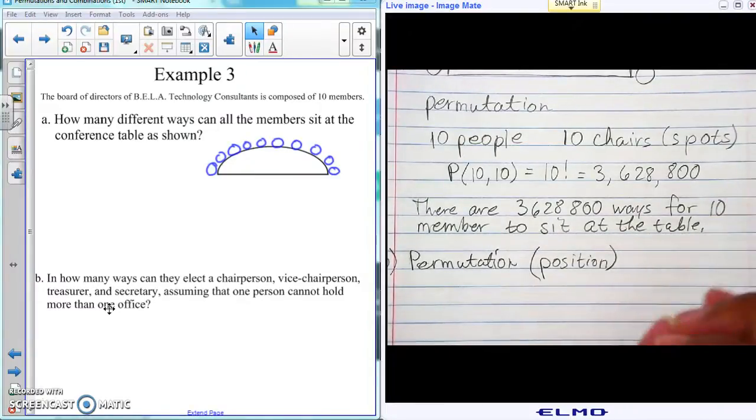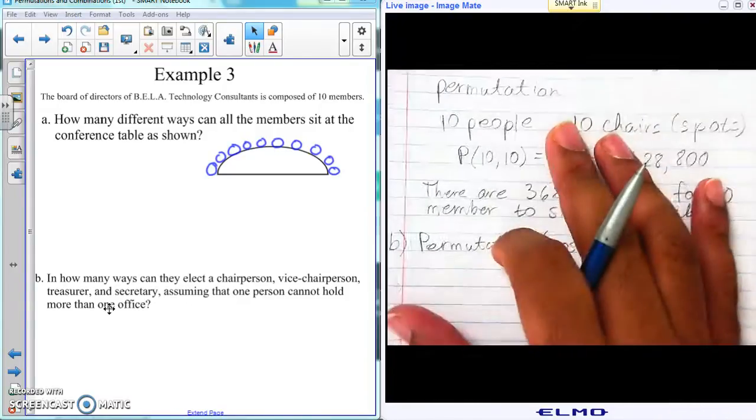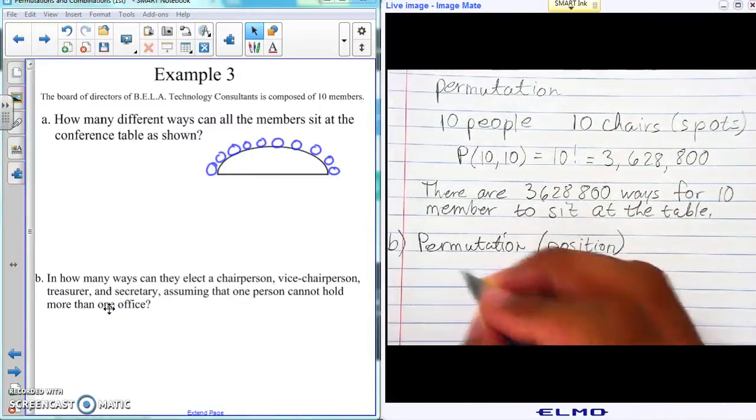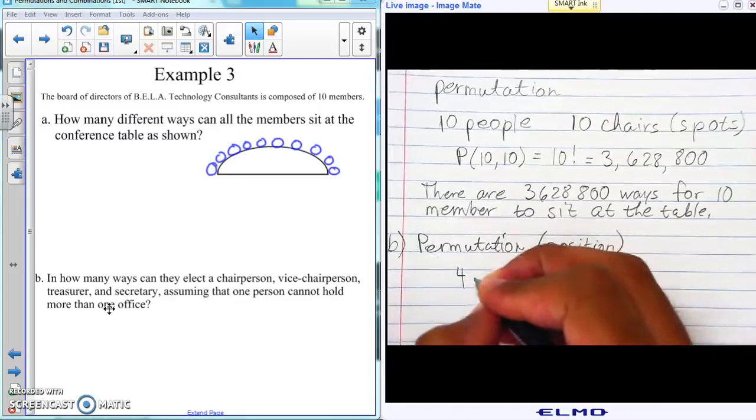And again, here we're talking about chairperson, vice chairperson, treasurer, and secretary. Those are 4 different positions. A chairperson gets more authority than a vice chair, or a treasurer gets more authority than a secretary when it comes to money. So each position is different, so that order matters. So here we know there are 4 positions.